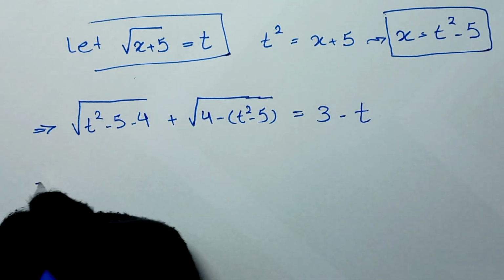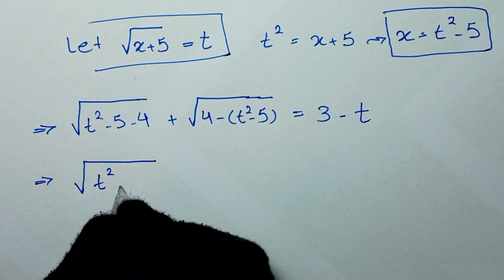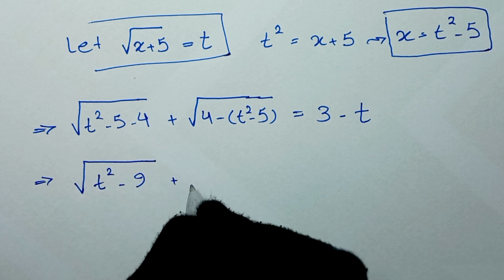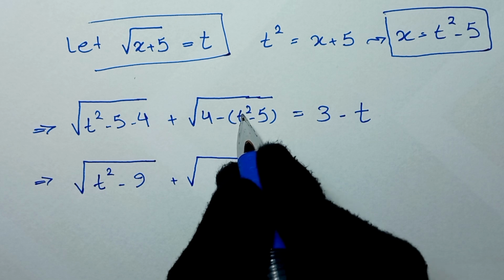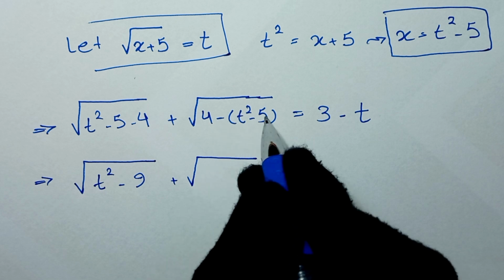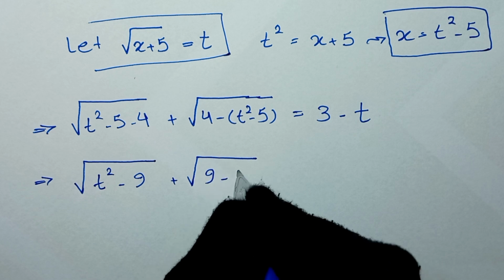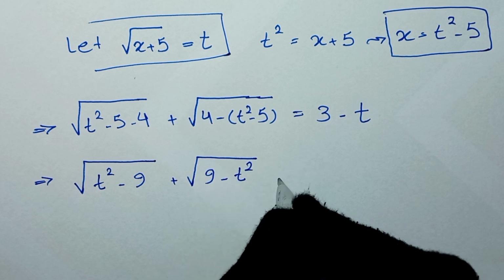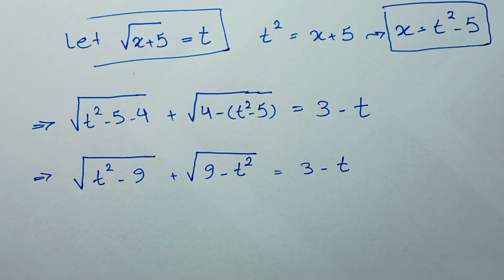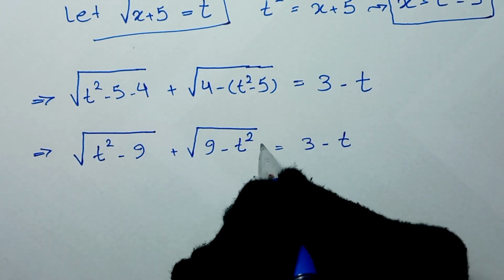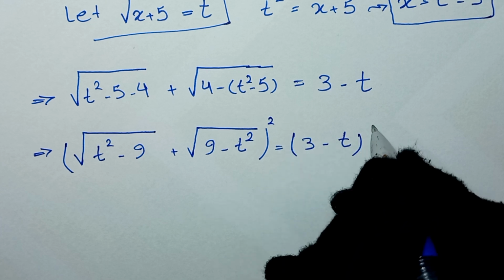So it will be square root of t square minus 9 plus square root of, in here it will be 4 minus t square, and this times it will be positive 5. So 4 plus 5 is 9, and minus t square is equal to t minus 3. And next step, we square both sides of this equation, this to the power of 2 and this to the power of 2.